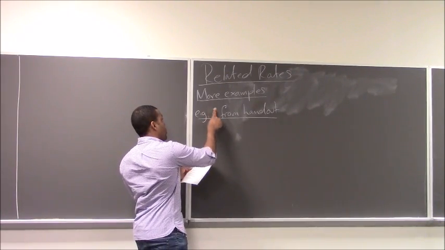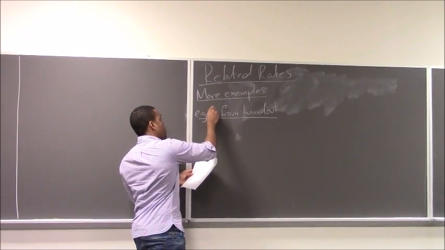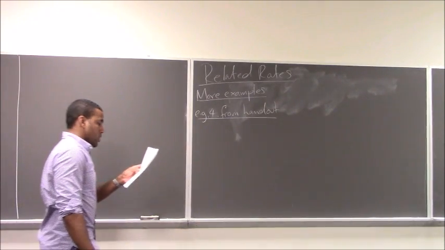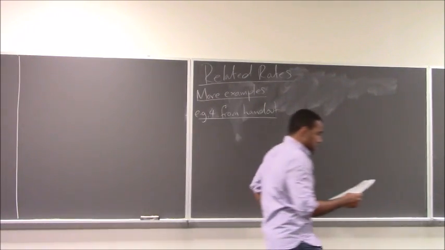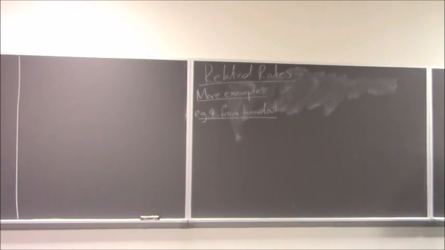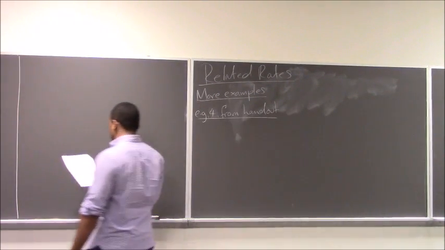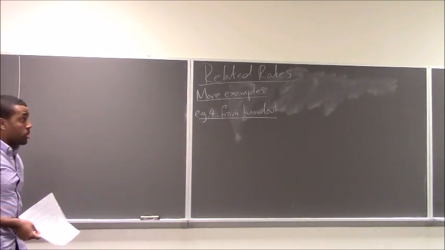Not problem 2, problem 4. I think we did the first 3 already. So this one says the volume of a sphere is increasing at a rate of 5 cubic feet per second. How fast is the radius increasing when the radius is 2 feet in length? And it gave you a formula.